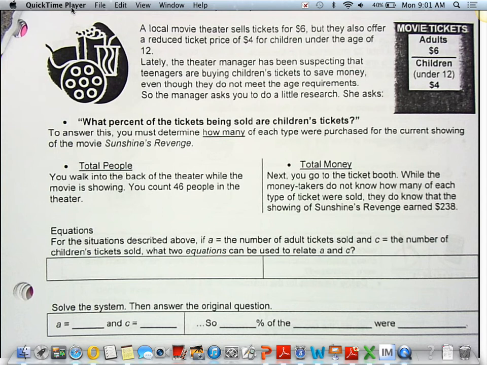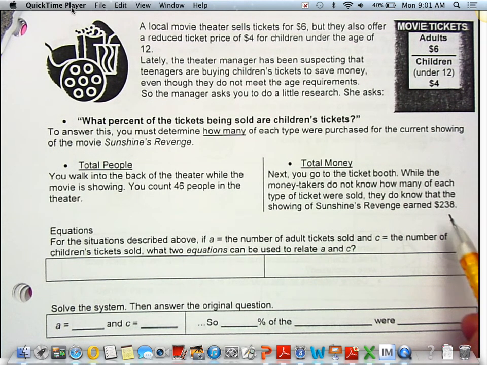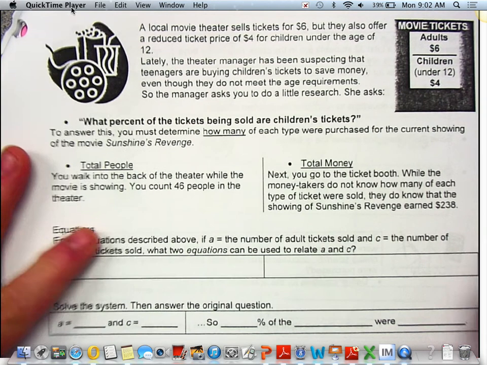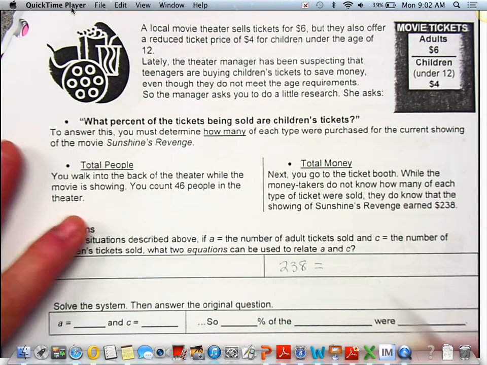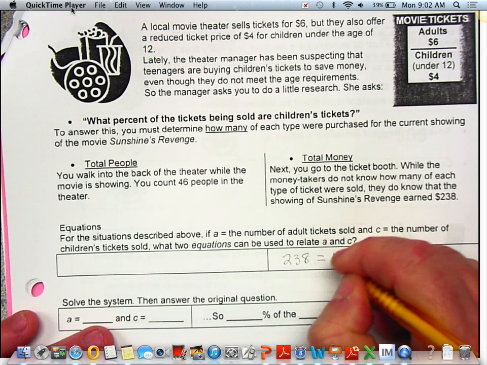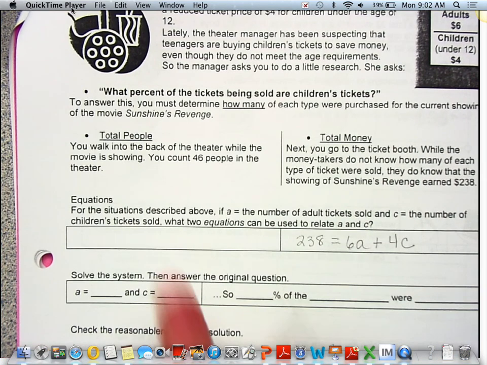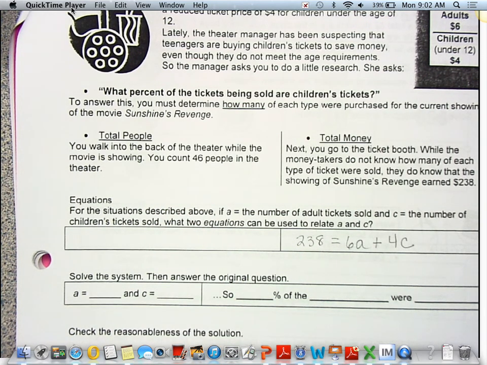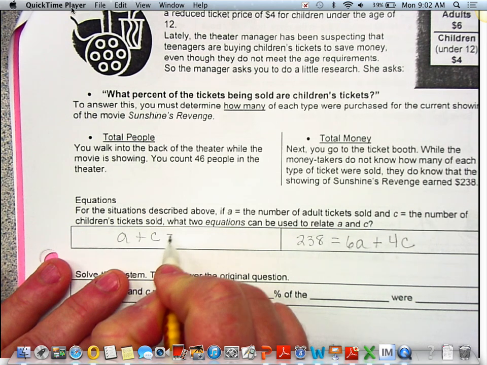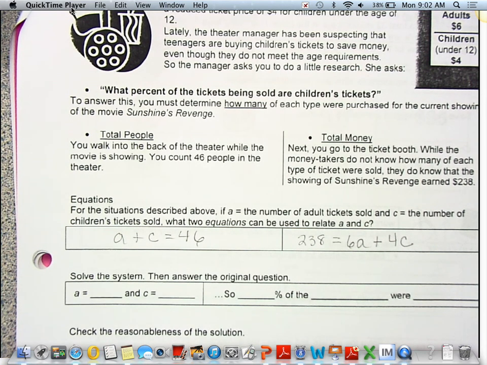When you're looking at money, if they brought in a total of $238, what equation could we write? We don't know how many of each ticket, but we know how much. Equals, good, there's a start. 6A plus 4C equals 238. Yes, good. Now, what about the total people? A plus C equals 46. So now we have a system that we can solve.